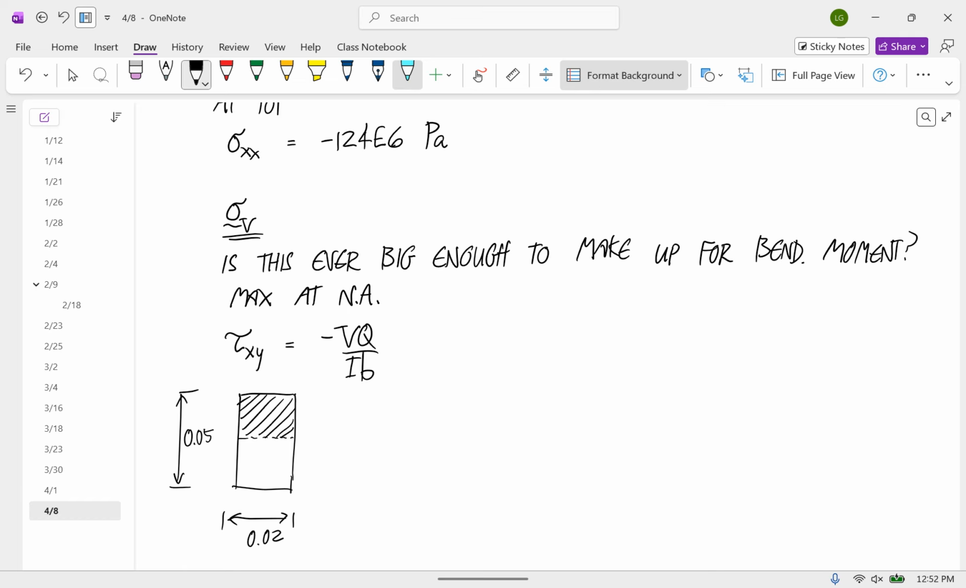This is our area A above our desired line. The centroid is right in the middle. And so this distance, from the neutral axis to the top, would be 0.025. The distance to the centroid is half of that, so 0.0125. The shaded area is 0.025 times 0.02. So that's 0.0005.